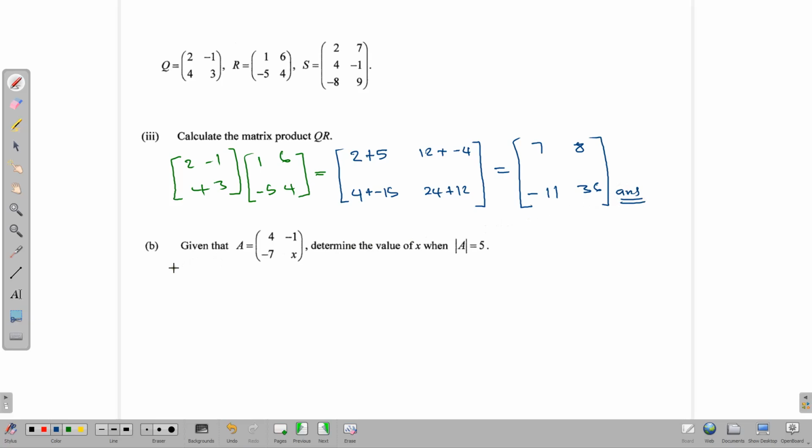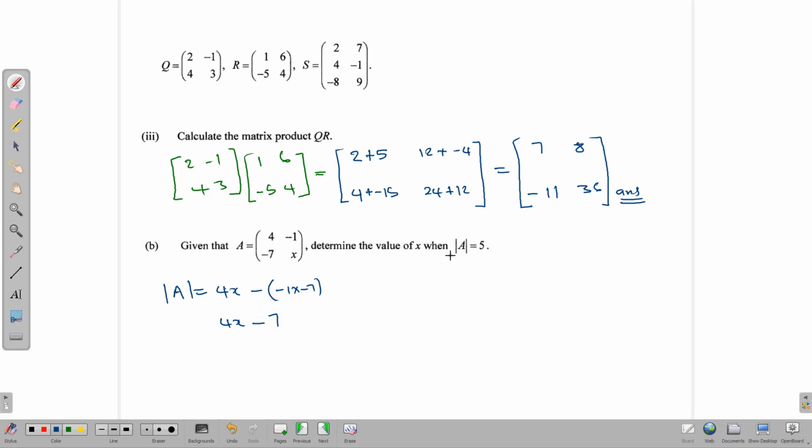And part B says that given that A is this, determine the value of x if the determinant is 5. The symbol here means the determinant. So let's first write down the determinant of A. So the determinant of A is going to be equal to 4 times x minus -1 times -7, which is simply 4x. Negative times negative here is positive, so we're still subtracting 7.